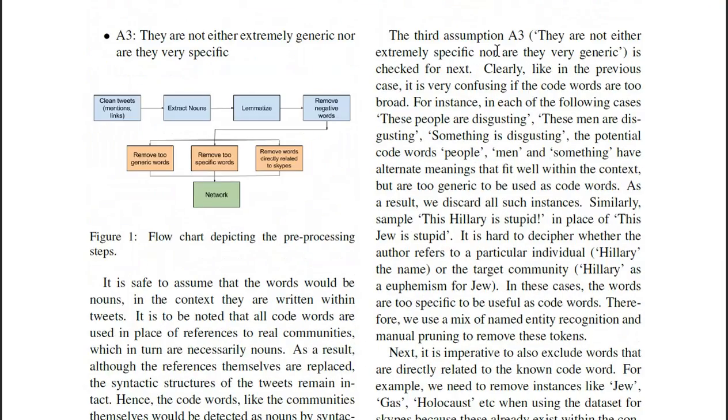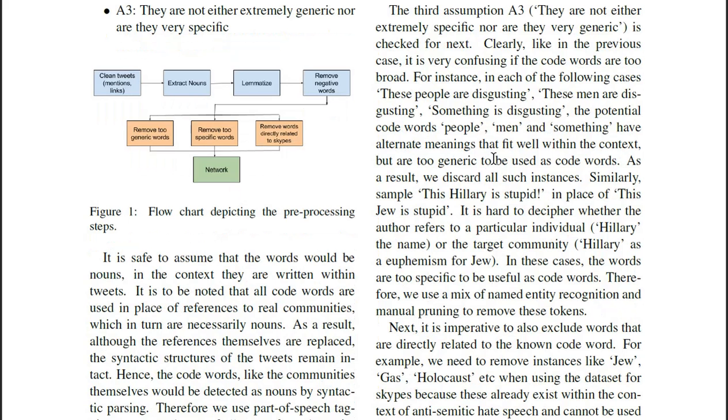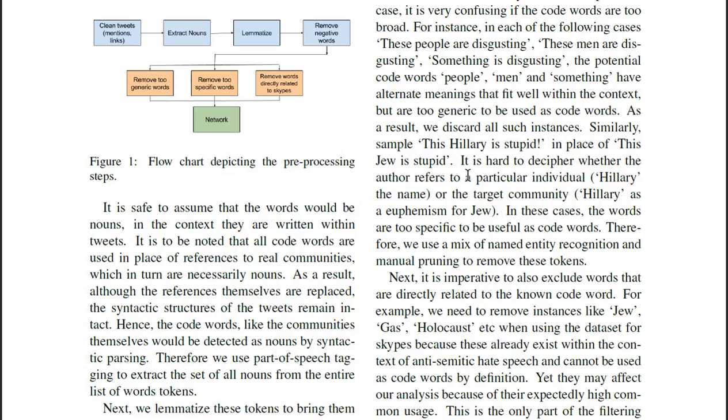Alright. So the third assumption, A3, that they are neither extremely specific nor very generic, is checked next. Clearly, like in the previous case, it is very confusing if the code words are too broad. For example, these people are disgusting, these men are disgusting, something is disgusting. All of these have alternate meanings as well that fit well within the context but are too generic to be used as code words. As a result, we discard these.